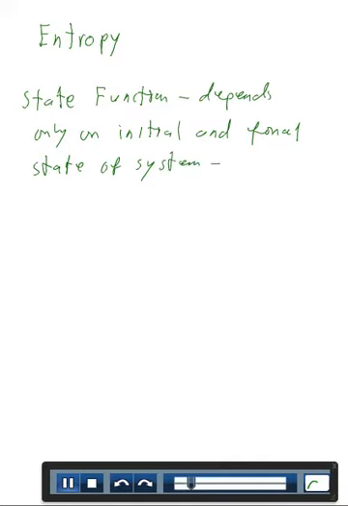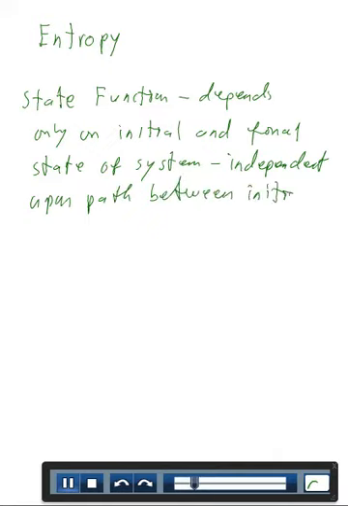It is independent upon the path between initial and final states. So a state function is path independent and only depends on where you start and stop when you perform a process.